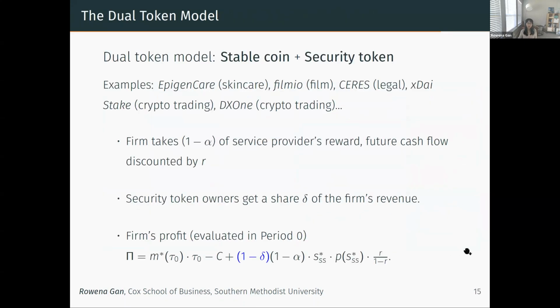So far, we've looked at ICOs that issue utility tokens only. Next, similar to Simon's paper, we also study the dual token model, but with a slightly different setting. In our context, the firm sells security tokens during the ICO, and the security token owners get a share delta of the firm's future revenue. Then customers and service providers use stablecoins for transactions, and the value of the stablecoin is basically fixed. So we modify the firm's profit function by adding a factor 1 minus delta.